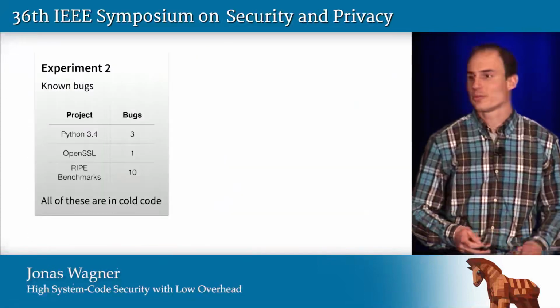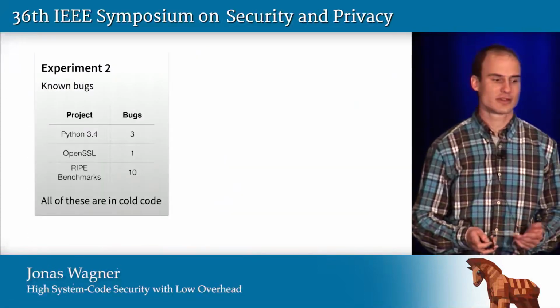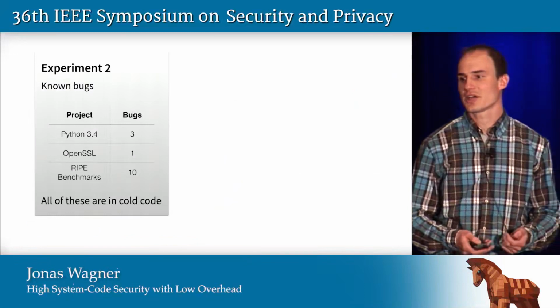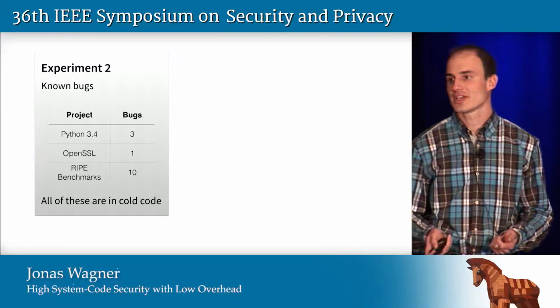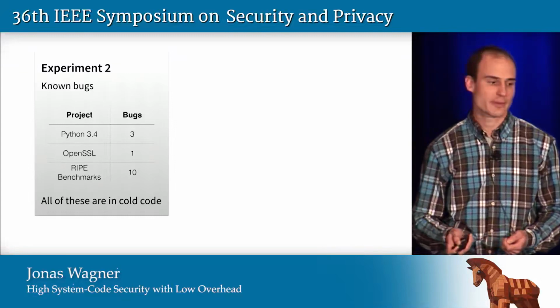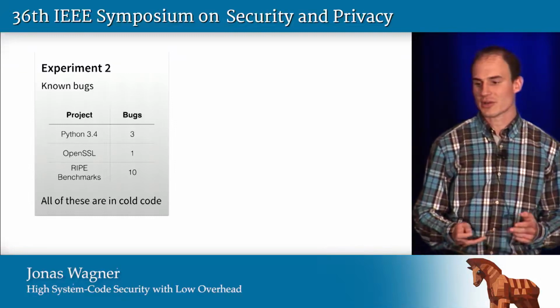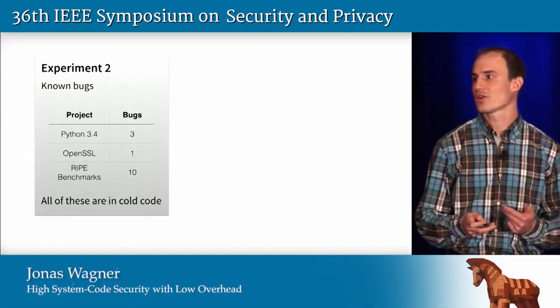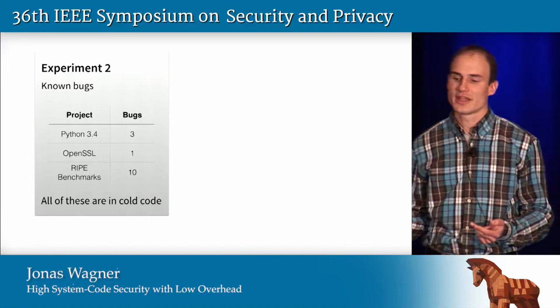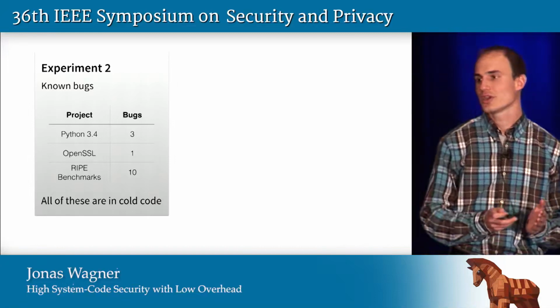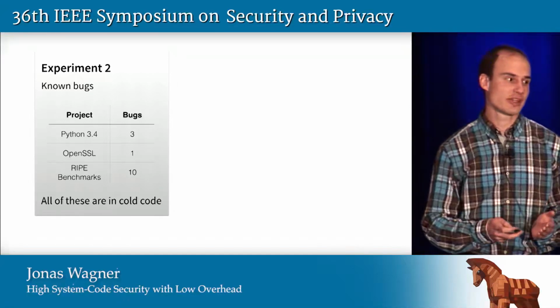We also performed more experiments where we looked at known bugs. We looked at bugs in Python or OpenSSL, but also in scientific benchmarks like the RIPE buffer overflow benchmarks. We found a number of locations where the buffer overflows occurred, and in all those locations that we looked at, they were in cold code where they can be protected by cheap checks.